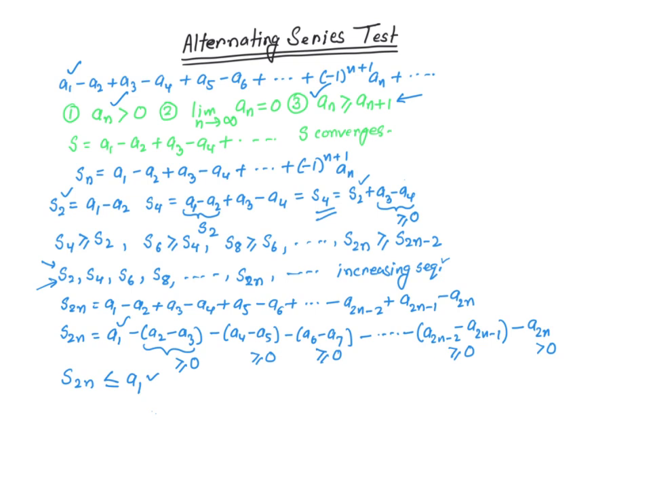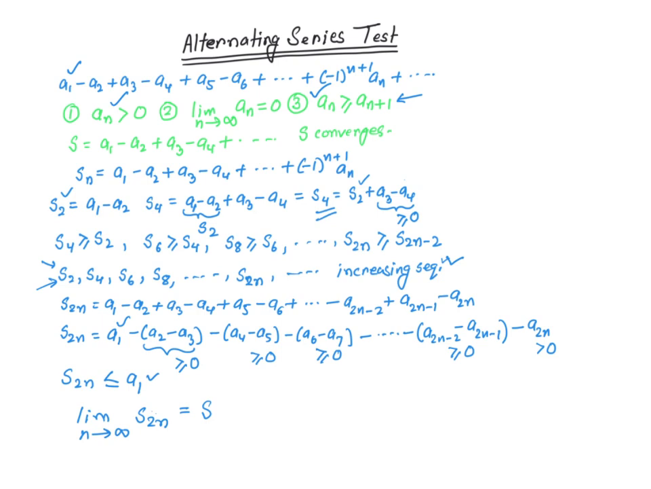And also, we derived that this sequence is increasing. So you have a sequence which is bounded above, and that sequence is increasing, or monotonic. So by the monotonic bounded theorem, we can conclude that the sequence converges. So that tells me that limit as n approaches infinity, S sub 2n converges, and let's assume that it converges to some number S.